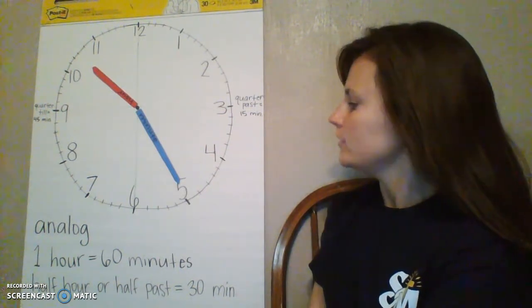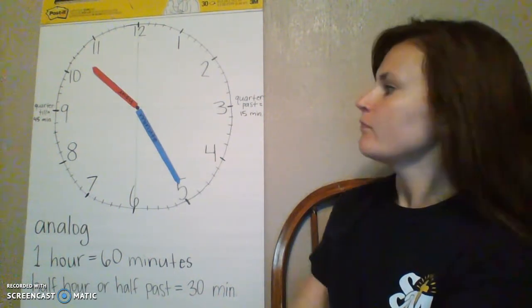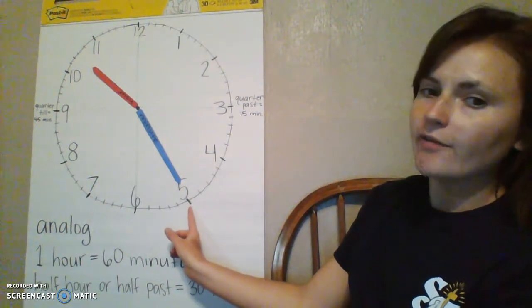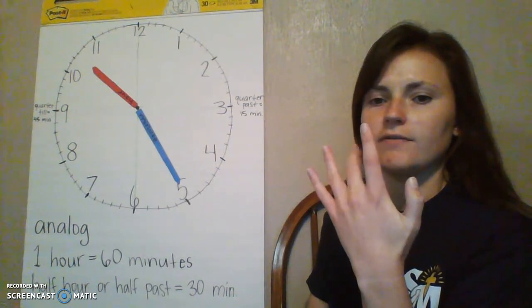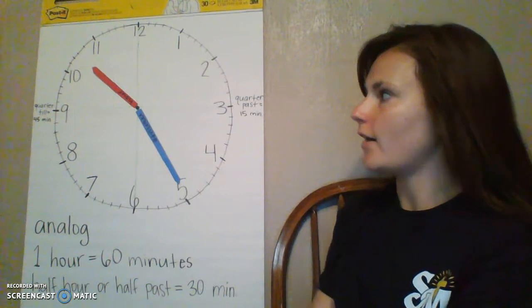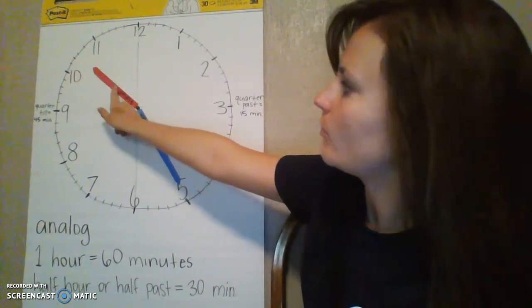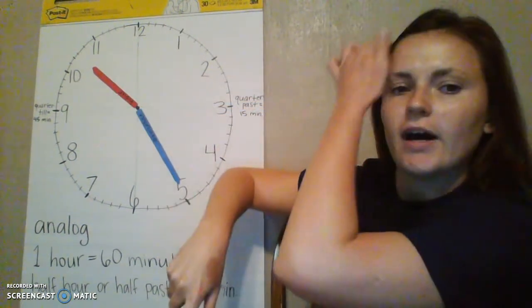So right now, think about what time it is on my clock. So if our minute hand is pointing to the 5, you need to count by 5s 5 times. 5, 10, 15, 20, 25. So it's something 25. Now the hour hand is between the 10 and the 11. Remember, we go to the smaller number. So it is 10:25.